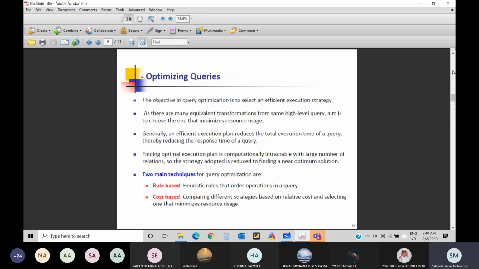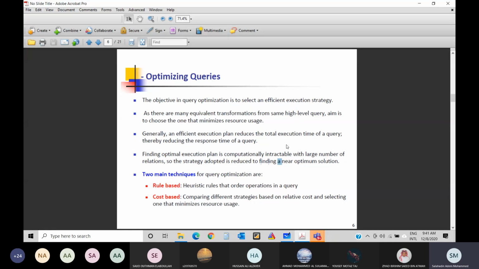So what I'm saying here simply, generally, an efficient execution plan reduces the total execution time. Yes, it will reduce execution time. Instead of your SQL taking two hours, it will take, say, two minutes. Good. But if finding the optimal execution plan is computationally intractable, it will take a lot of time to find the best one. Did you understand, Ali? That is why we are not going to try to find the best one.